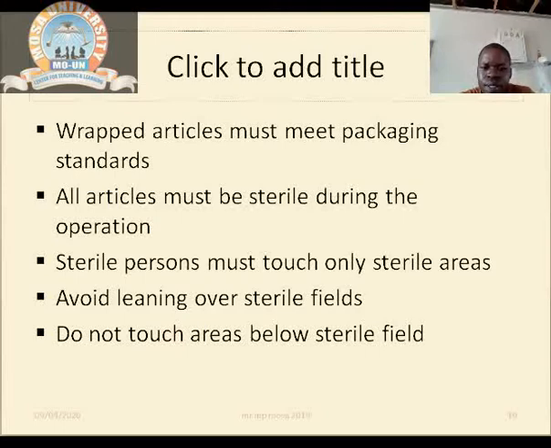Sterile persons must touch only sterile areas. When a person is sterile, they are only supposed to touch areas which are sterile as well. It is for this reason, in my previous explanation, I said there is an operating zone which is only accessed by 2 or 3 people who are sterile. That is the surgeon, the assistant surgeon, as well as the scrub nurse. These are the people who are sterile, and they cannot touch anything which is not sterile.